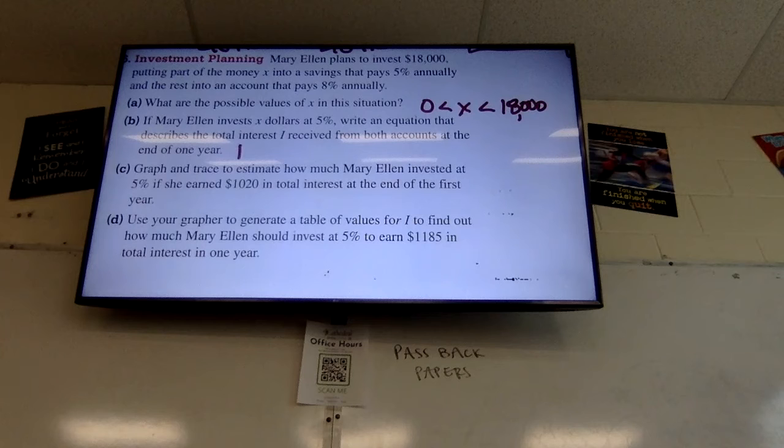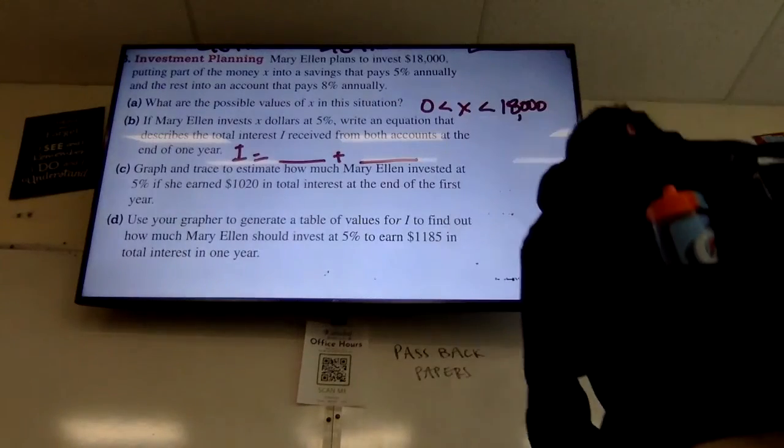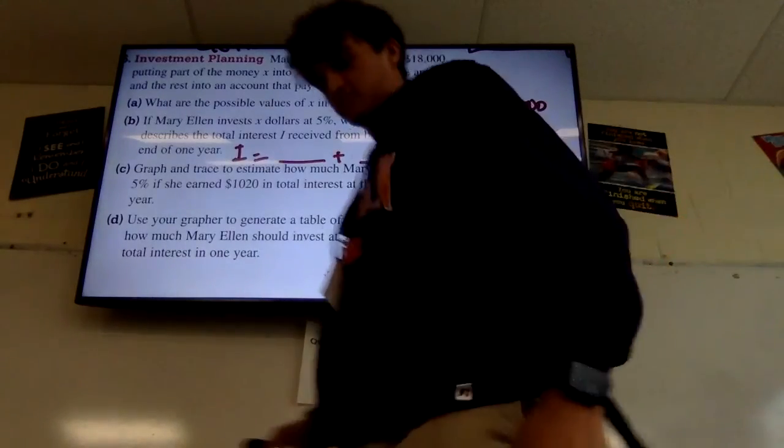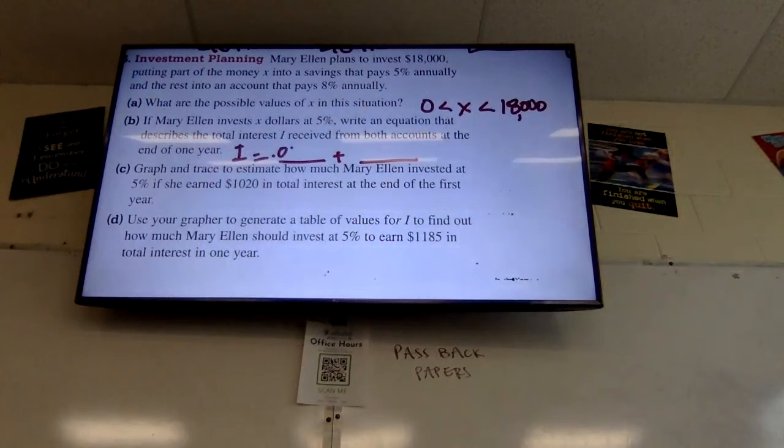Okay, so I'm gonna write I equals, and I'm gonna have my 5% account plus my 8% account. How do I represent 5%? 0.5. Are we going somewhere? It's 0.05. Okay, have fun. 0.05 because it's 5%. And it says she invests X dollars at 5%, so we'll say 0.05X. And then 8% is the same idea, 0.08.